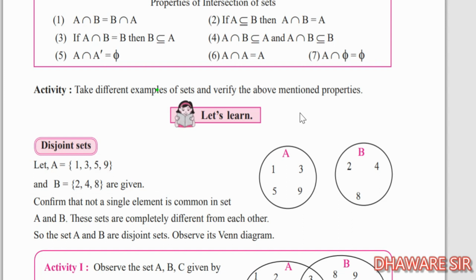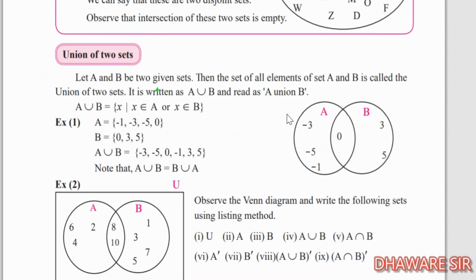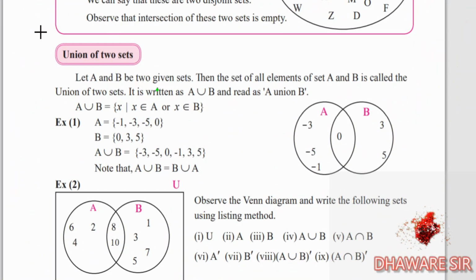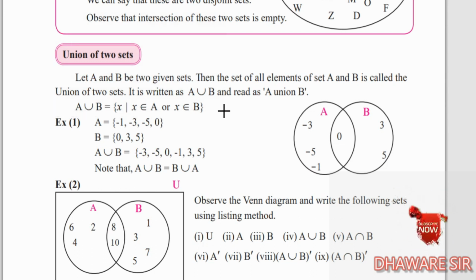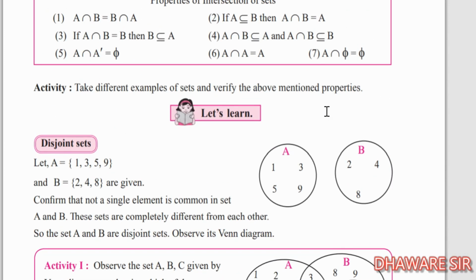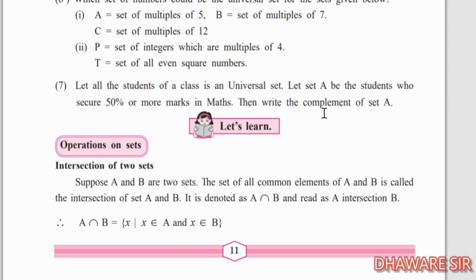Then the union of two sets. Here the union of two sets is the most important, along with exercise 1.4. We have taken some examples from exercise 1.4. Let us start today's session with the operation of sets, the intersection of two sets.